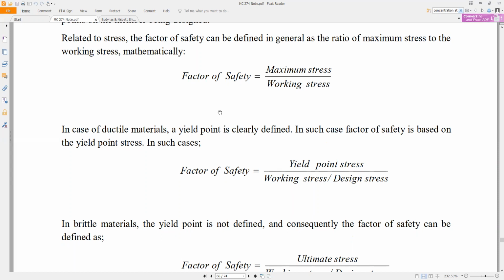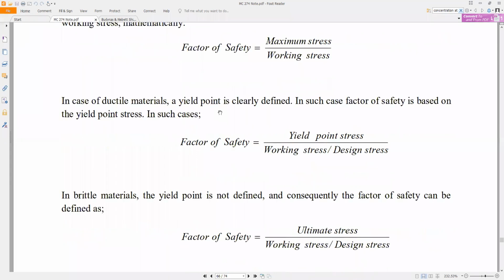Okay. In the case of ductile material, a yield point is clearly defined. In such a case, factor of safety is based on the yield point stress. And we can say that in ductile material, the factor of safety is the yield point stress divided by the working stress or the design stress.